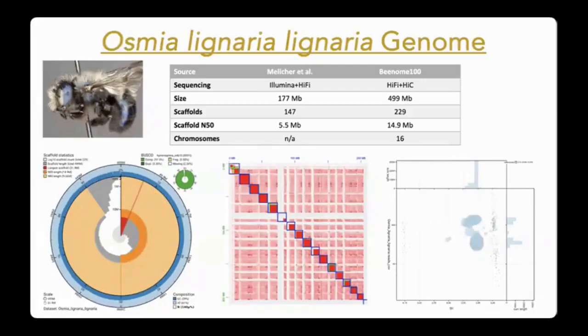Our now chromosome level assembly has 16 chromosomes, and it is 499 megabases in length and has an N50 of 14.9 megabases. So as you can see, all of these three genomes using the newer technologies have a significantly larger and more contiguous genome, and we have added information about the number of chromosomes in the genomes from the Hi-C assembly information.